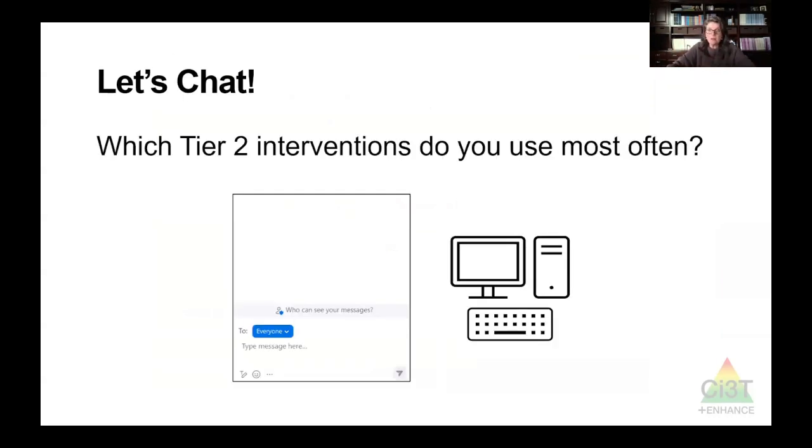So if you would, let's play the school game, please. Open up your chat and pop in there. What currently are you using for tier 2 interventions? And I'll give you just a few seconds to do that.